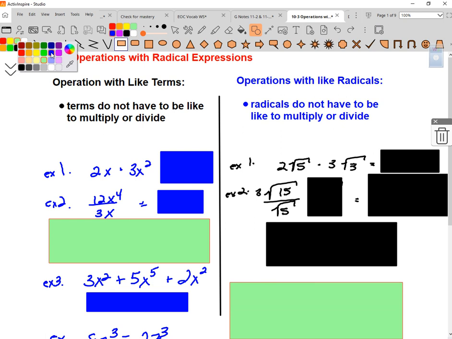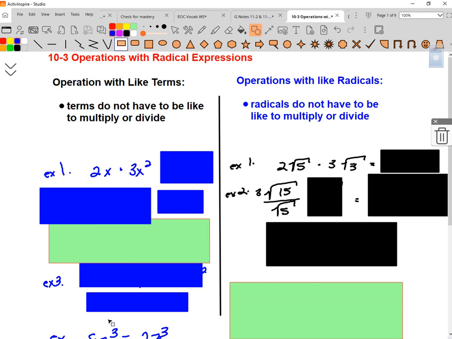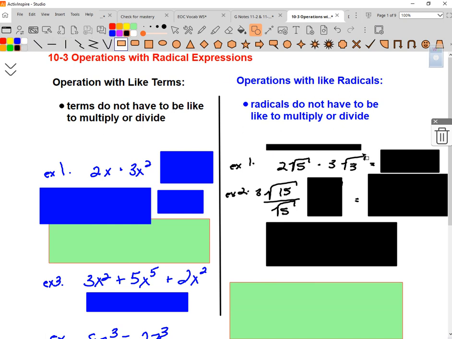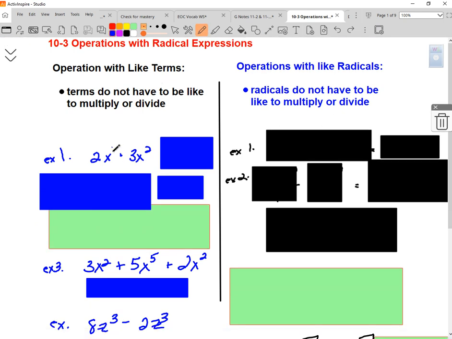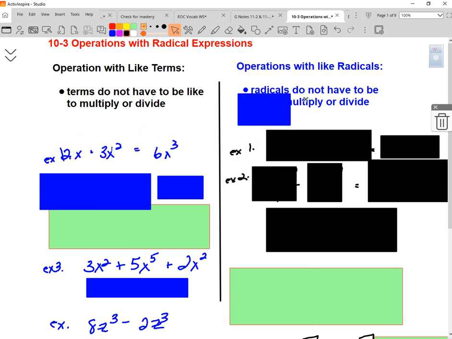So 2x times 3x squared. Can anybody tell me what 2x times 3x squared is? 6x squared, right? Coefficient times coefficient, variable times variable, right? So that's x to the first if you don't see it there. So that's going to simplify to 6x cubed.